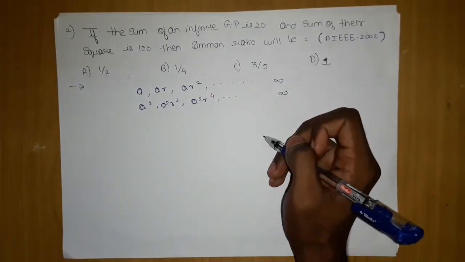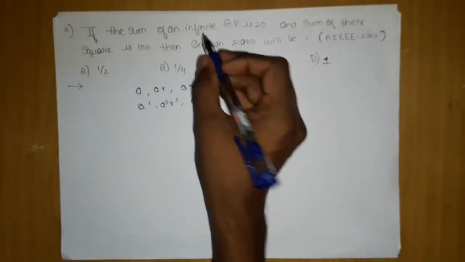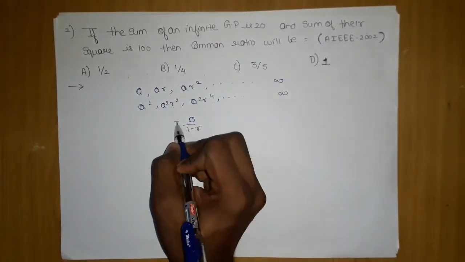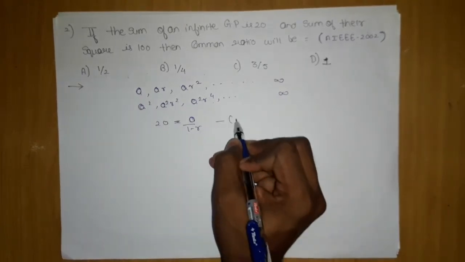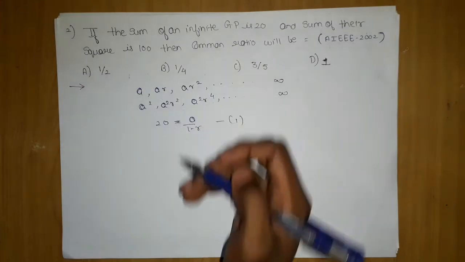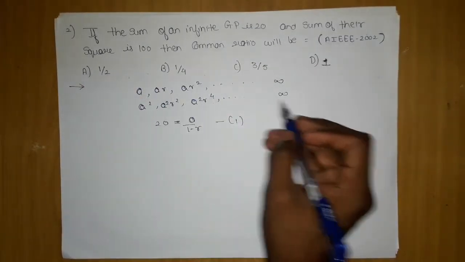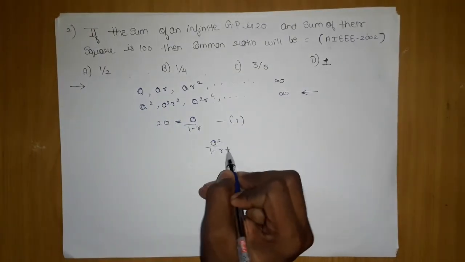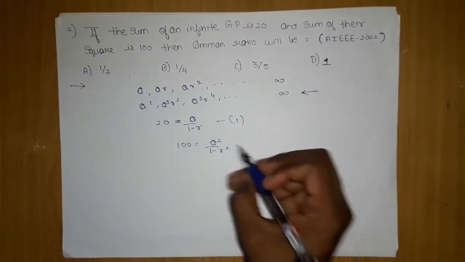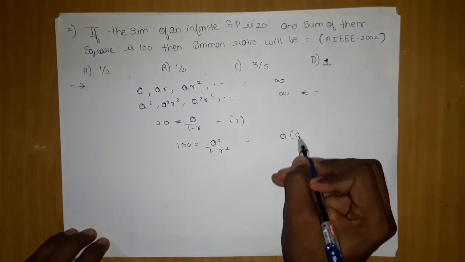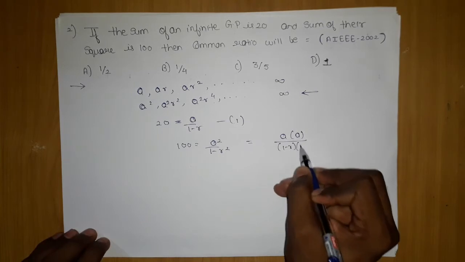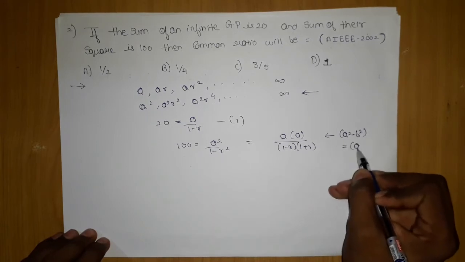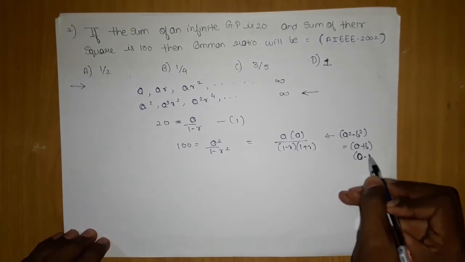Now what I have to do, they are telling the sum of an infinite GP, so I will consider this one. It will be a upon 1 minus r should be equal to 20, right? Keep it as 1. Second, they are telling the sum of their squares is 100. I have created the square series also, so I will write a square upon 1 minus r square should be equal to 100. They have given this. Now this I can write as a upon 1 minus r into a upon 1 plus r, using a square minus b square equals a plus b into a minus b.